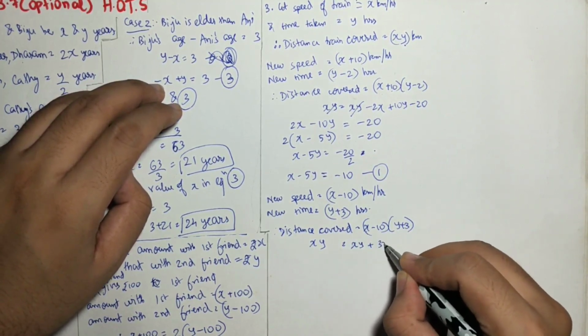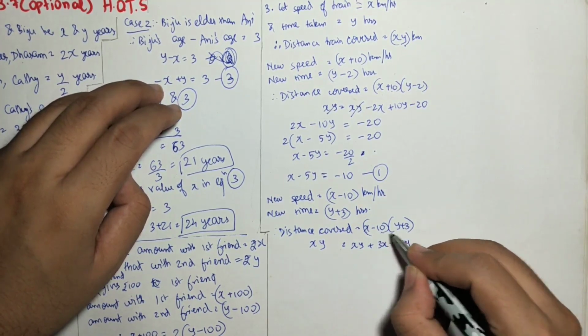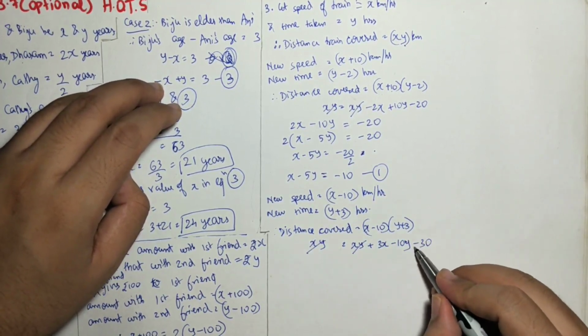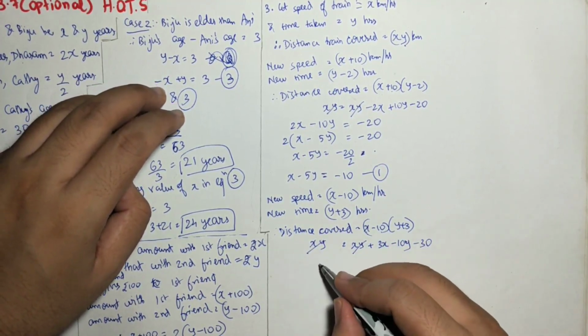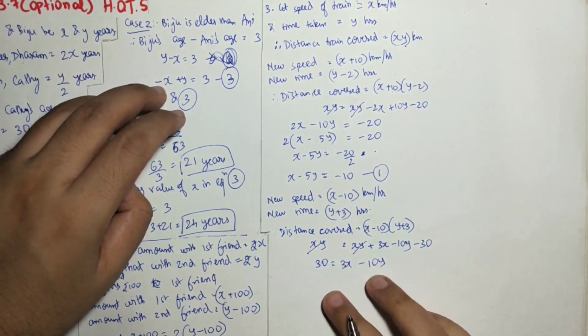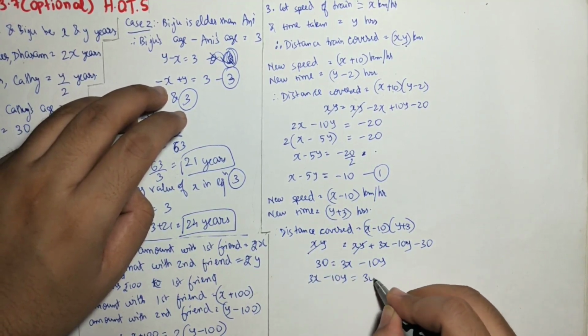First term into second term, 3x. Second term into first term, minus 10y. Then minus 30. This xy cancels. I am taking this minus 30 to the right hand side, so there will be plus 30. It equals 3x minus 10y. Just writing it in the proper way: 3x minus 10y equals 30.